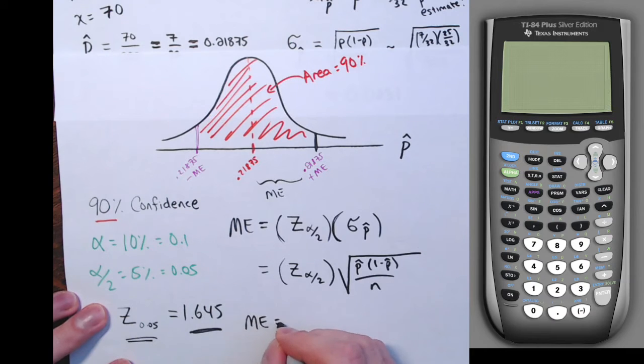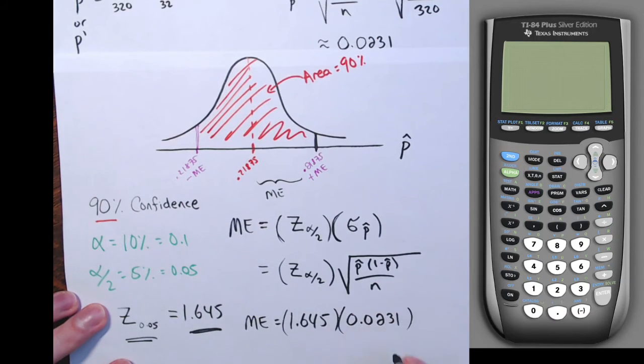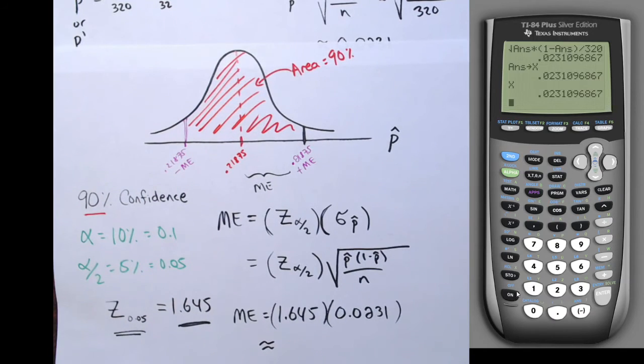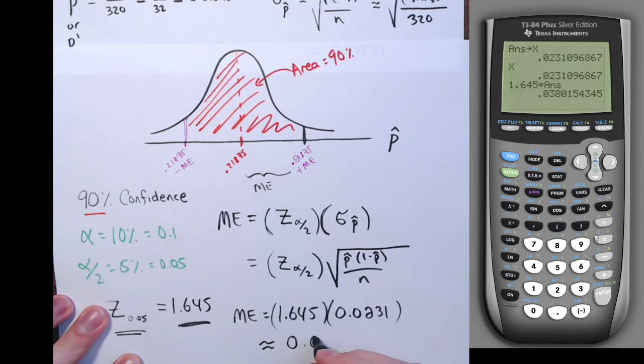So the margin of error here is going to be 1.645 times the standard deviation, which we saw earlier was about 0.0231. Let's enter that and approximate it. I've got my calculator ready already. I'm going to take 1.645 times the previous answer. That 0.0231 is the standard deviation, so I'm taking 1.645 standard deviations, and this is your margin of error. They want me to round to 3 decimal places, so 0.038.